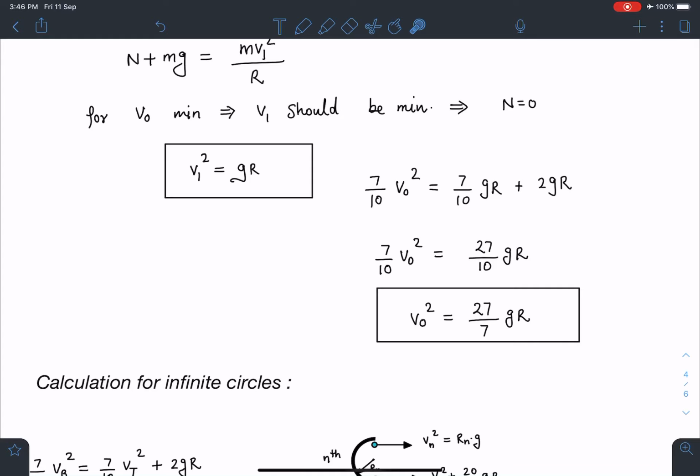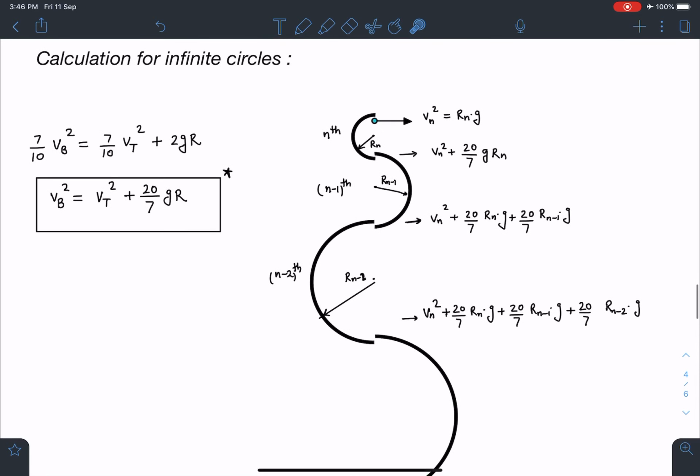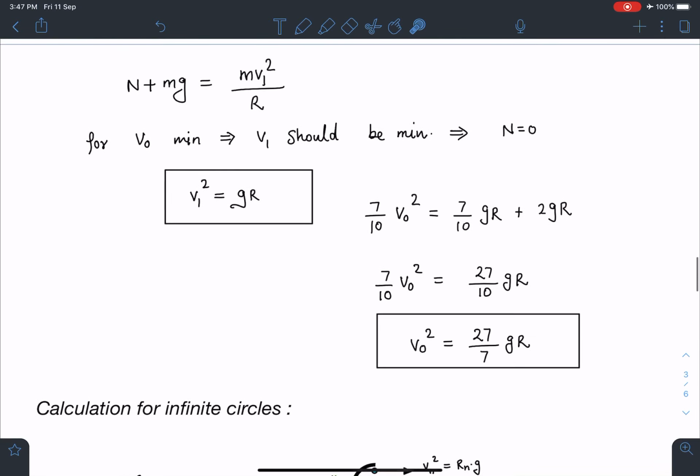All right, now for the infinite circle we are going to do the same analysis, but this time I'm going to start from the topmost one. Let's say it is the nth circle where this particle is just reaching. It is reaching the top of the track and I'm calling it the nth circle. So definitely at this nth circle, this speed is going to be root of Rn into g, radius of that into g. I have derived this result earlier.